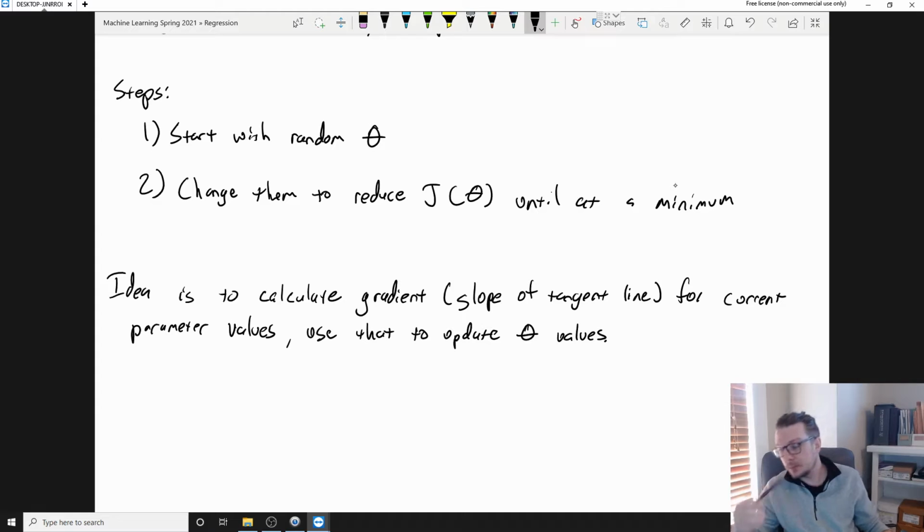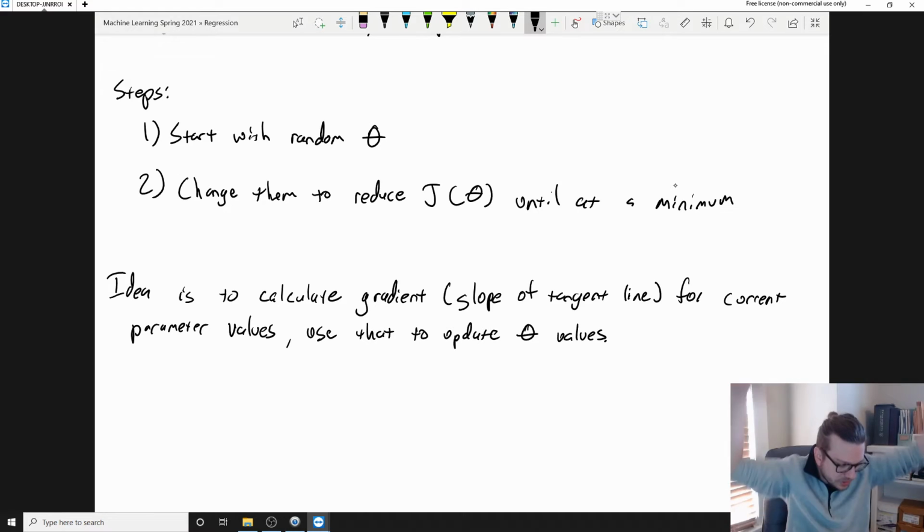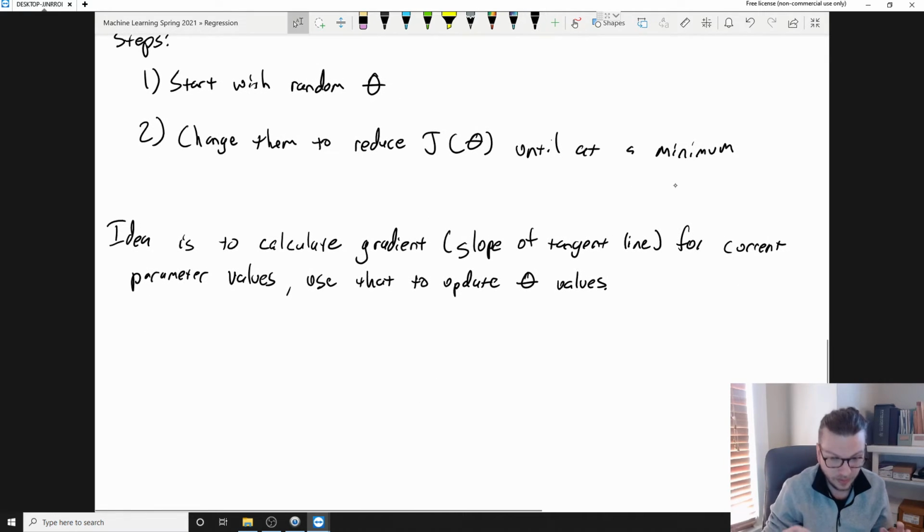So any idea how to do this? Anyone remember, how do you calculate the slope of a tangent line? Or how do you determine the function that will get you the slope of the tangent line? Calc 1 stuff. Partial derivative! Yes, I said it earlier, but still, thank you. Yeah, so the derivative at the point. We end up taking the partial derivative because we have to take it with respect to each parameter value.